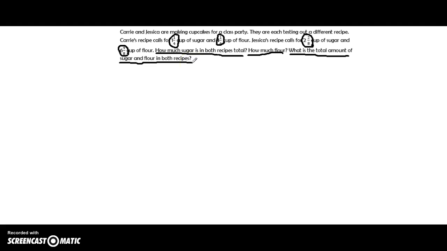So, now that we've circled all our important information, here, and here, we've underlined our questions, we can get started. So, we have sugar, and we have flour. So let's list the sugar and then the flour.